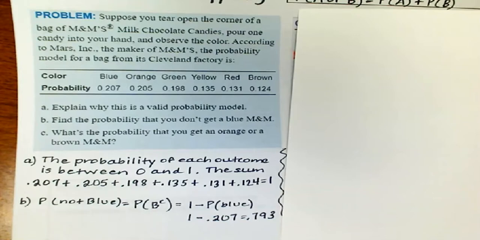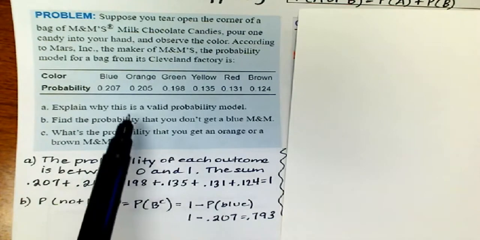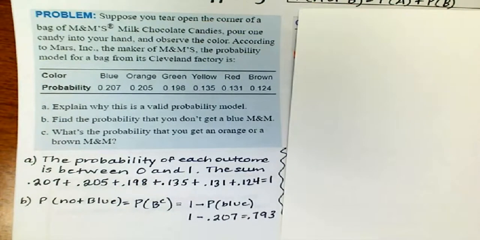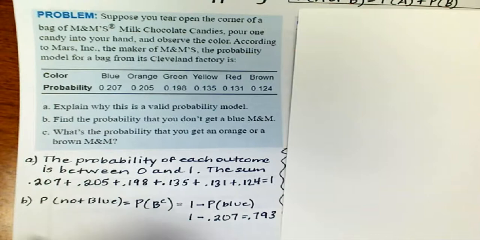Another way you could do it, some people go, well, can't you just add all those up? Yeah, you could just add up all of these other colors and it would give you the same answer. So it's kind of just a quicker way to get your answer here.